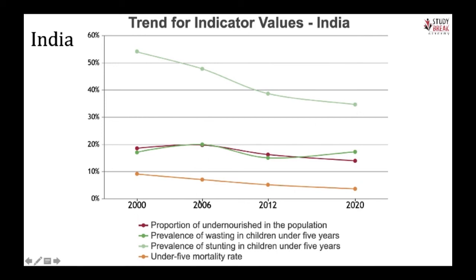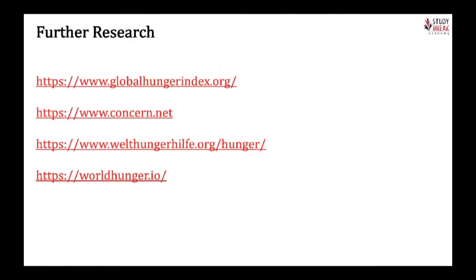The only problem that we are facing is in wasting. If you see from 2012 to 2020, wasting in children has increased. So now we have more children who are wasted. What do you mean by wasted? Low weight compared to height. We have more such children in India than we had in 2012. Otherwise, more or less, we have reduced from 2000. Correct? All right, so let's move forward.